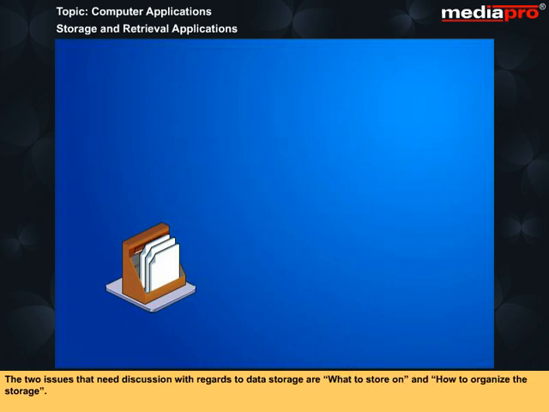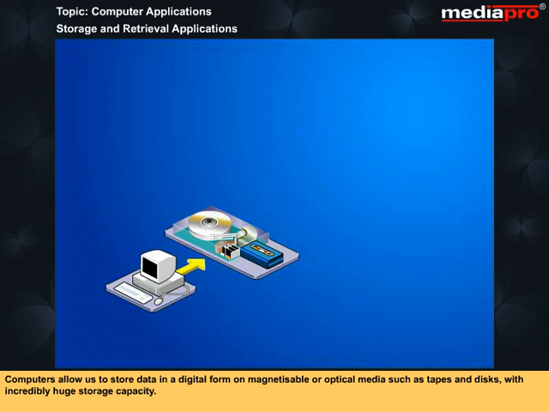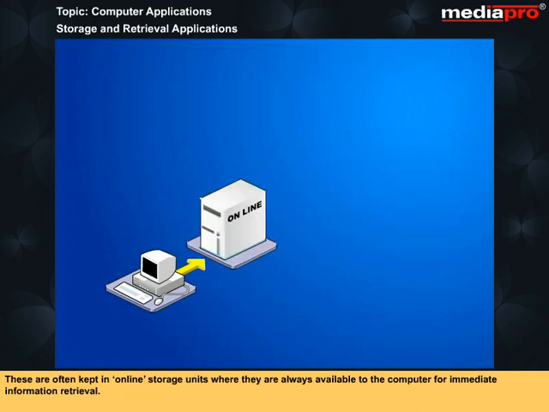The two issues that need discussion with regards to data storage are what to store on and how to organize the storage. Computers allow us to store data in a digital form on magnetizable or optical media such as tapes and disks with incredibly huge storage capacity. These are often kept in online storage units where they are always available to the computer for immediate information retrieval.